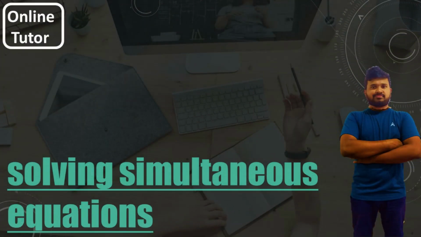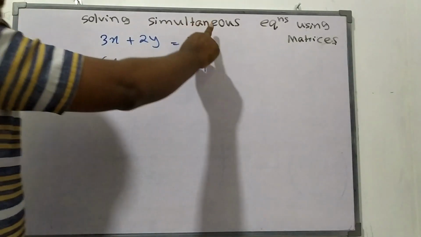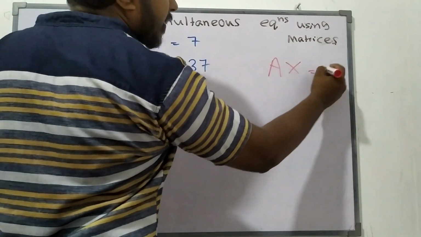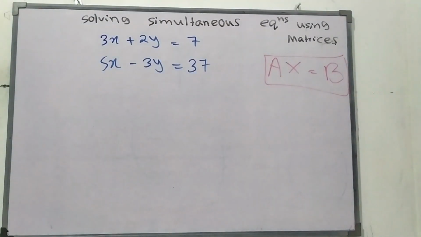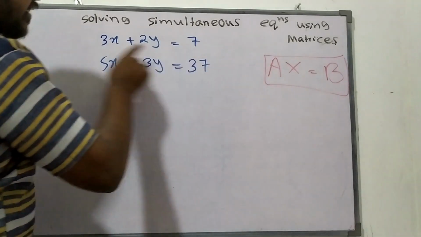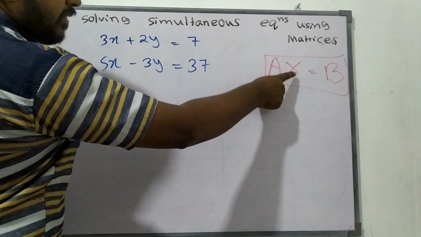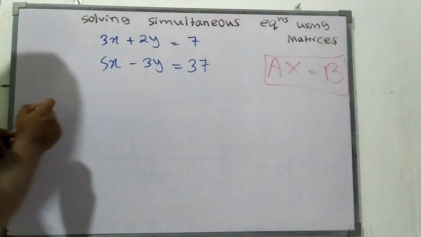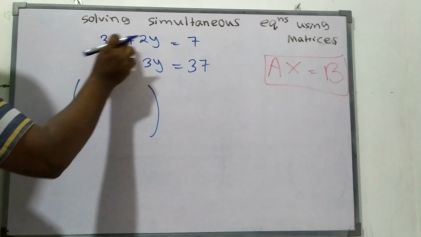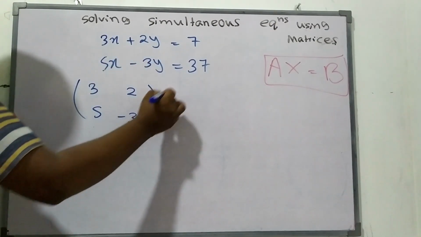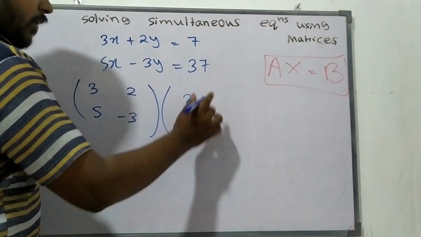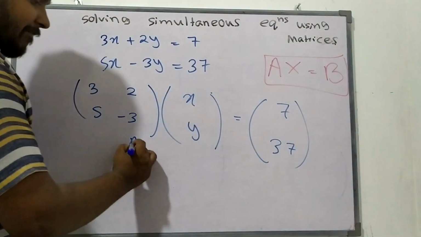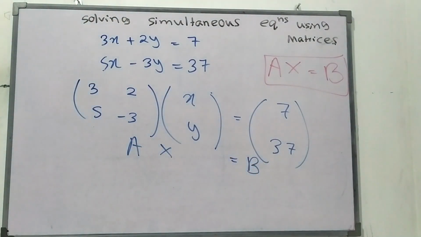Okay children, now I'm going to solve simultaneous equations using matrices, right? Before that you just need to follow the AX equal B equation. A consists of the coefficients of x and y. X means the variable matrix, x and y. B is the answer matrix. So first is the coefficient matrix, 3, 2, 5, minus 3. The next is the variable matrix, x y. The next one is the answer matrix, 30 and 37. It's like AX equal to B. So we just need to find the X matrix.